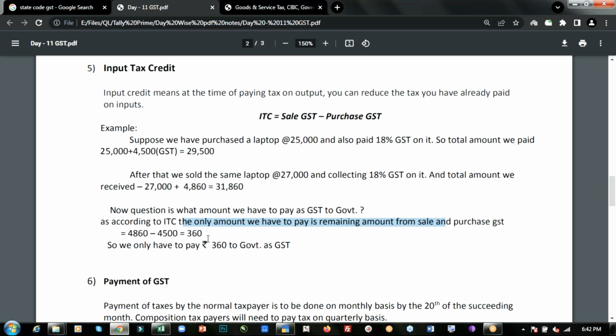Only a registered person or registered company can do this. If you are not registered under the GST, you have to pay the tax at the time of purchase also, and the entire tax you have to pay at the sale time also. So basically this is the benefit of taking the registration under the GST.